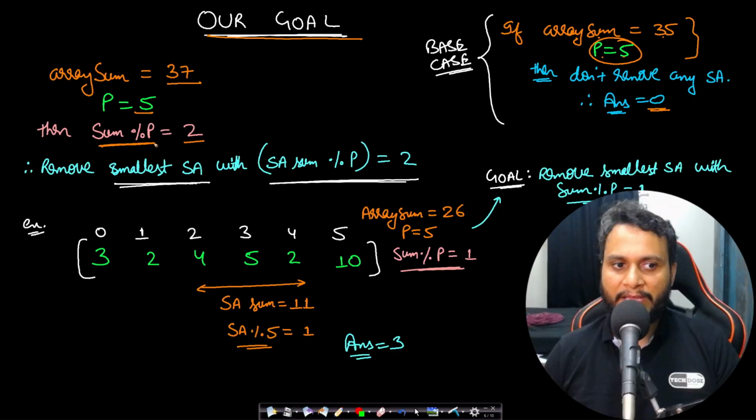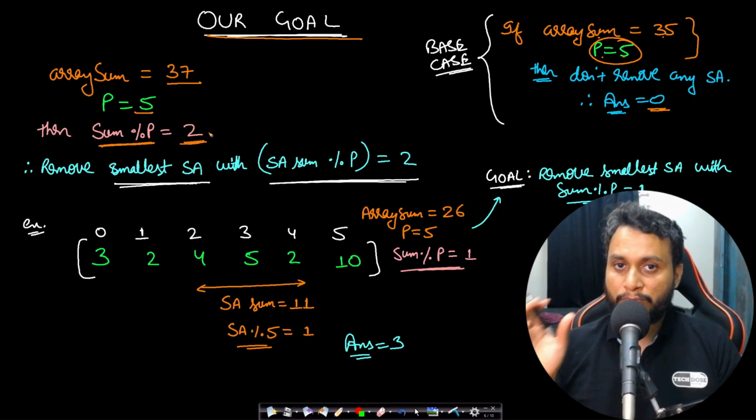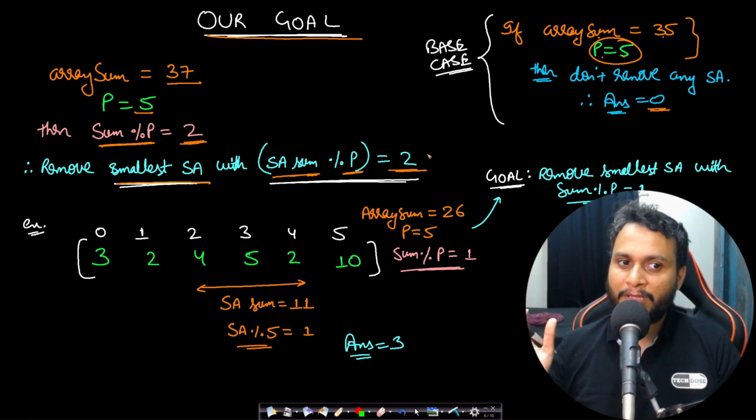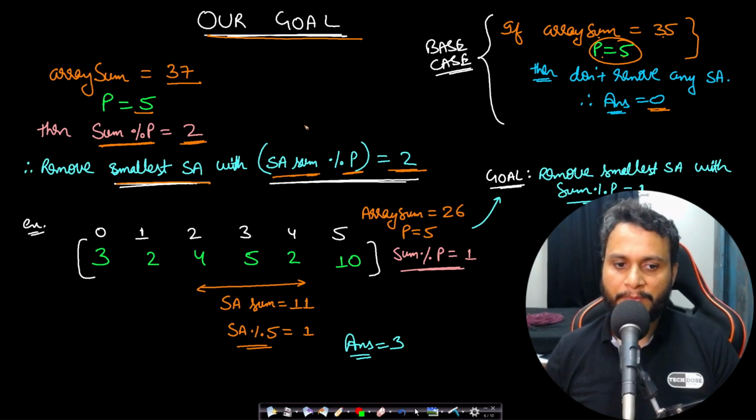Otherwise, if I have sum mod p equal to 2, then I need to remove a subarray which should definitely be of the smallest size, where the subarray sum mod p must be equal to 2, and that is how the rest of the array sum will have a remainder 0. Okay.